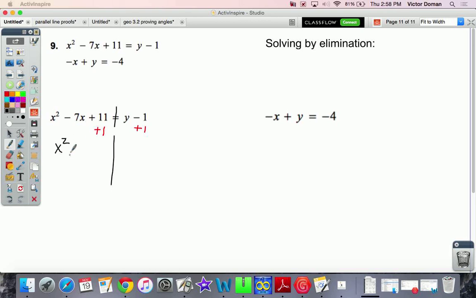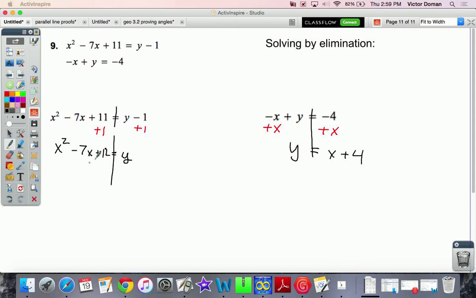Once y is isolated, I can use it as such. Over here, same thing. I have a minus x, so I'm going to add x, making 0. I'm going to do it to the other side to balance the equation, giving me y equaling x plus 4. So now I have my equations organized in y equals form.